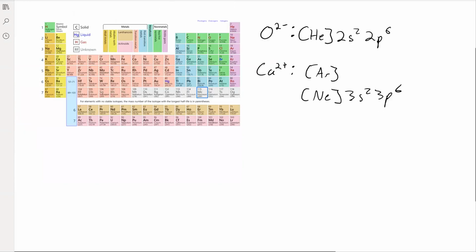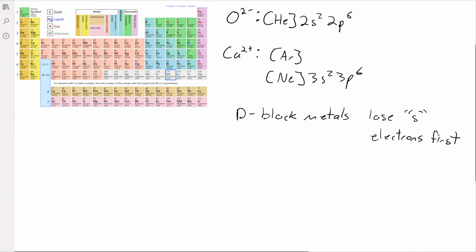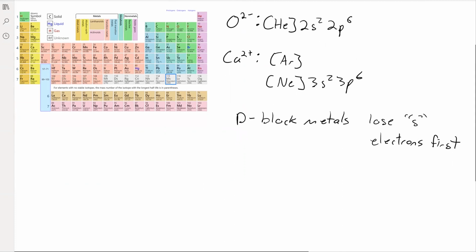And then in terms of our D blocks, they have to, of course, be weird as well. So D block metals have yet another kind of oddity, and it's that they lose their s electrons first. So they're going to lose their s electrons before they lose the d electrons.